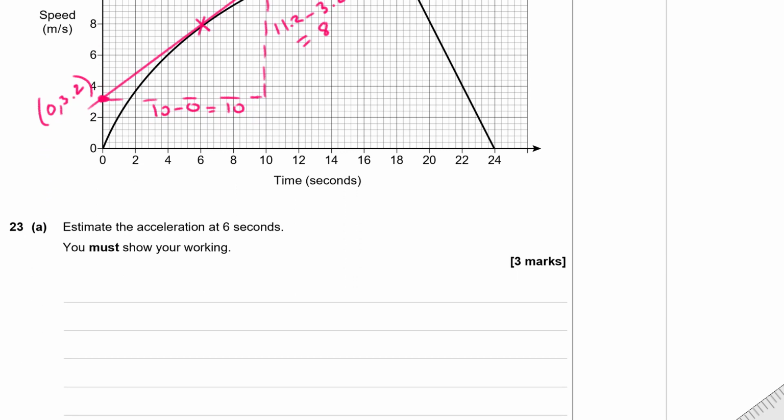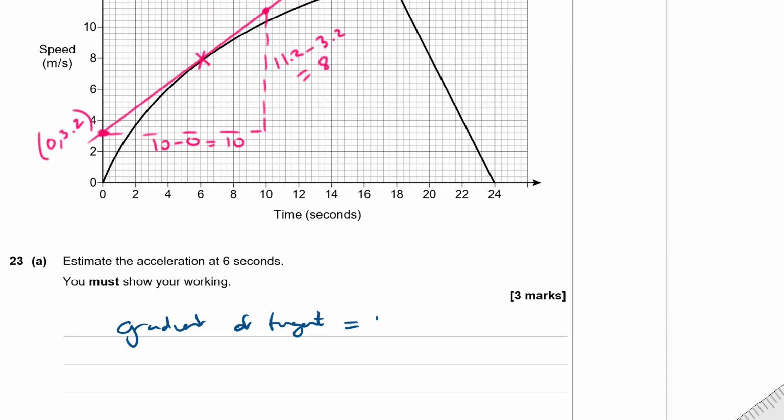So gradient of tangent at x equals 6. Gradient of tangent is equal to change in y, 11.2 minus 3.2 over 10 minus 0, which is 8 over 10, which is 0.8. So the acceleration then is 0.8 meters per second per second. So meters per second squared.